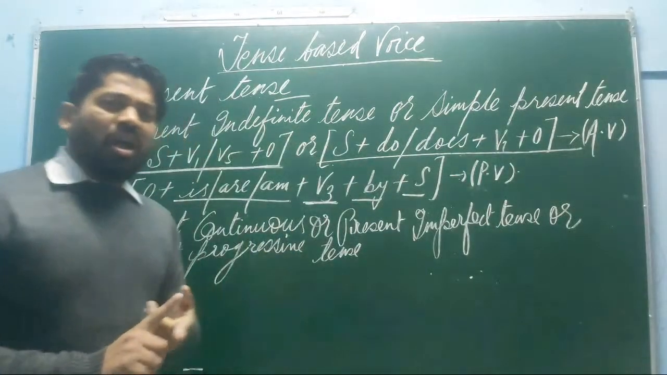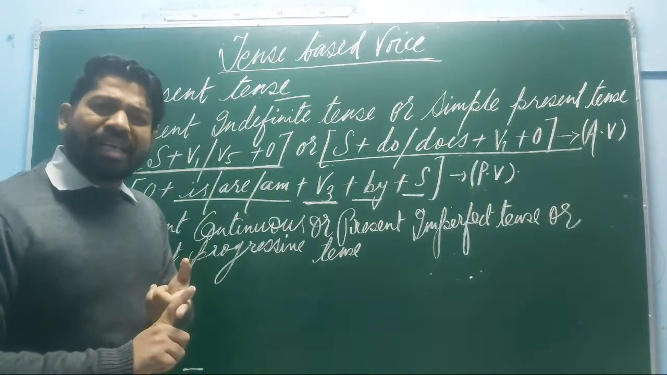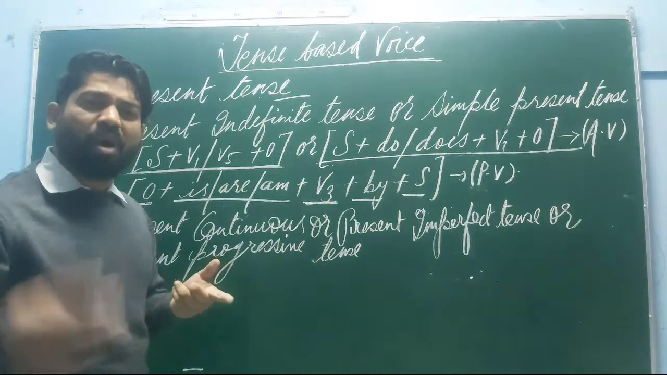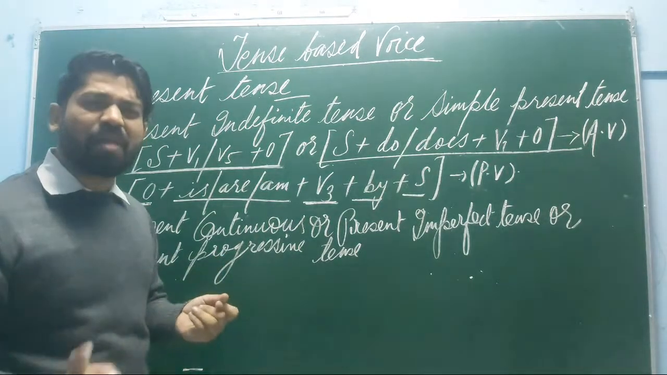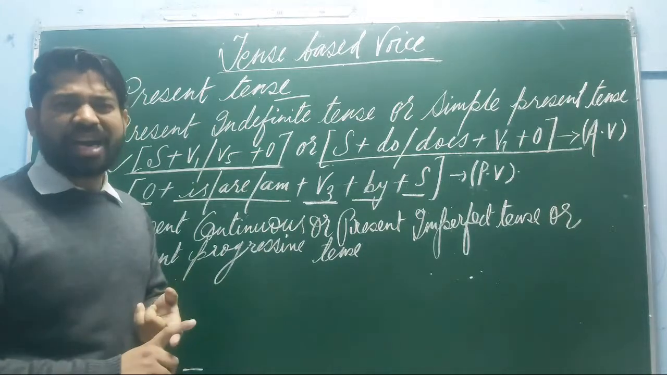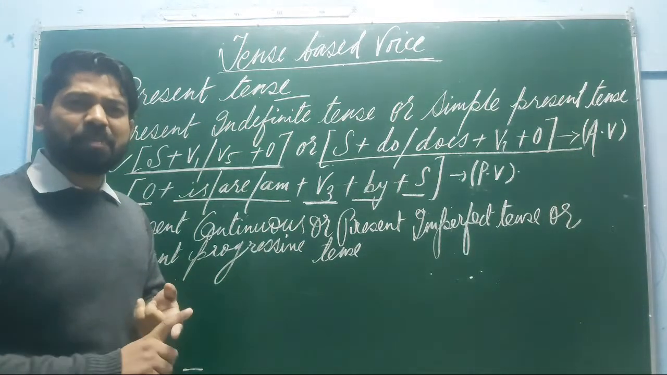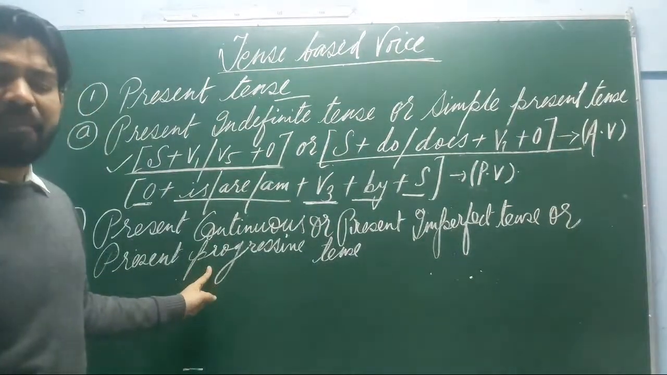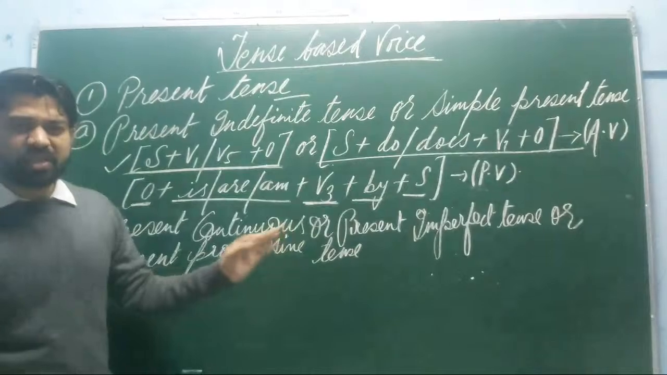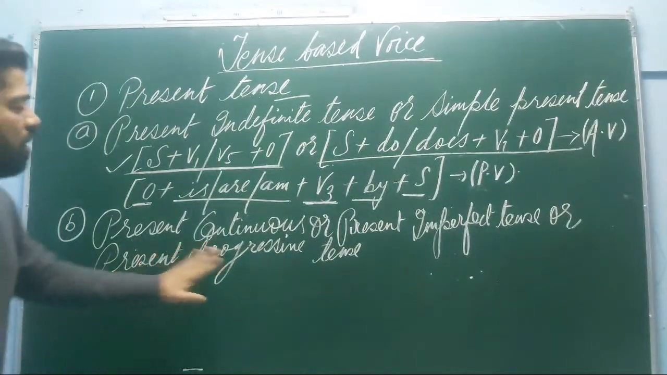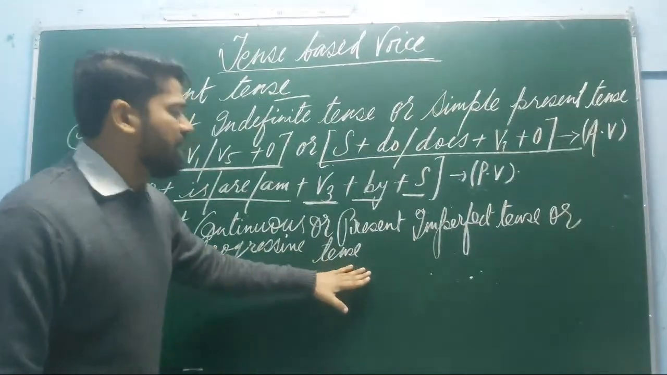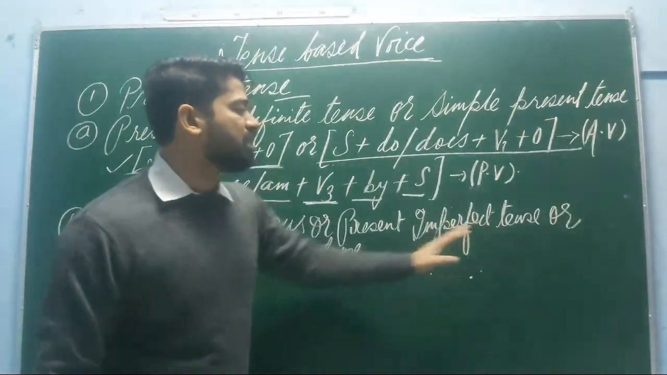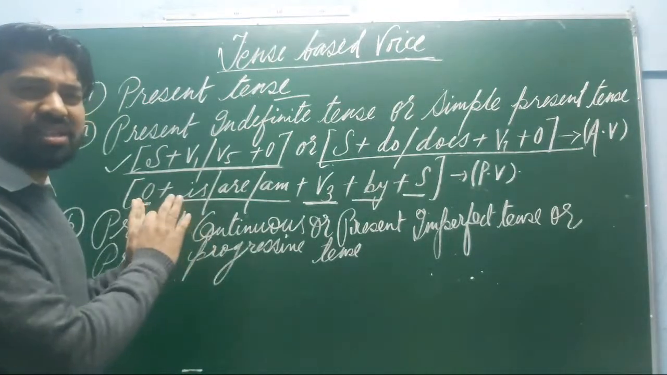It's because the work is still in progress at the time of speaking. It means that the work is still in progress. It has not been completed. It is still going on, and the speaker at the time of speaking is engaged in doing that very work. That's the reason why present progressive tense is known by the name of present continuous tense or present imperfect tense. These all are the same.